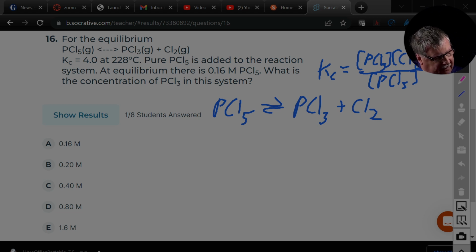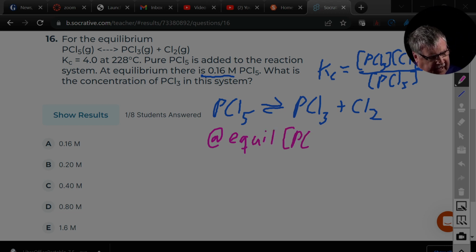We know the amount of PCl5 in the system at equilibrium. And we also know this to be true. If we start with pure PCl5, then at equilibrium, the concentration of PCl3 has to be equal to the concentration of Cl2.